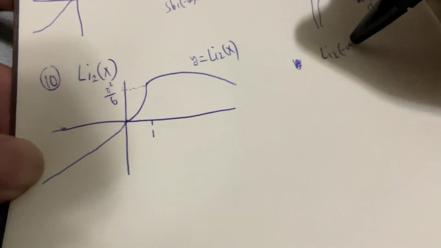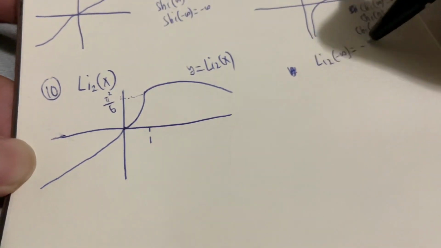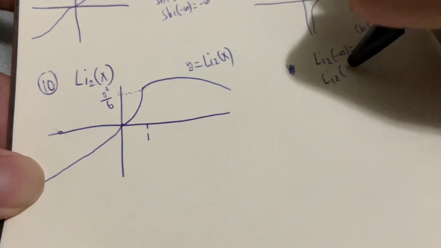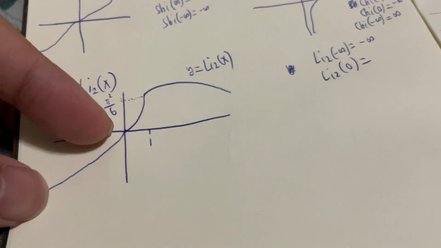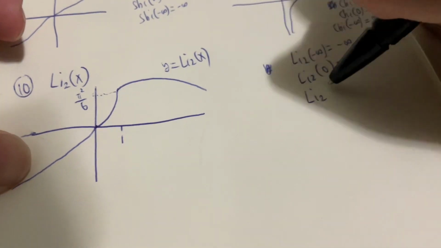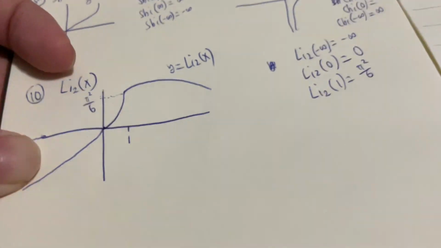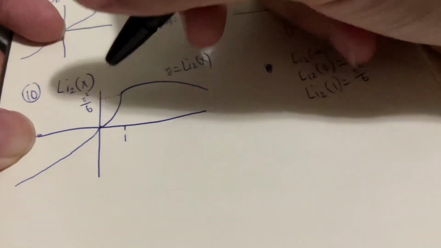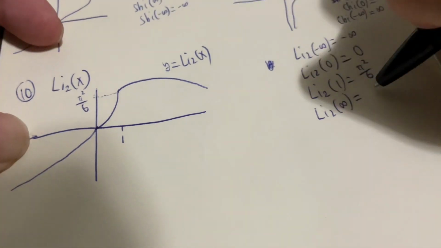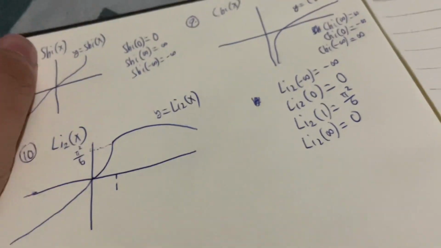So overall you can get Li2 of negative infinity is equal to negative infinity, and then Li2 of 0, you just get 0, right? The Li2 of 1 is a special one, and this is pi squared over 6. And then finally Li2 of positive infinity is equal to 0, approaching 0 like that.